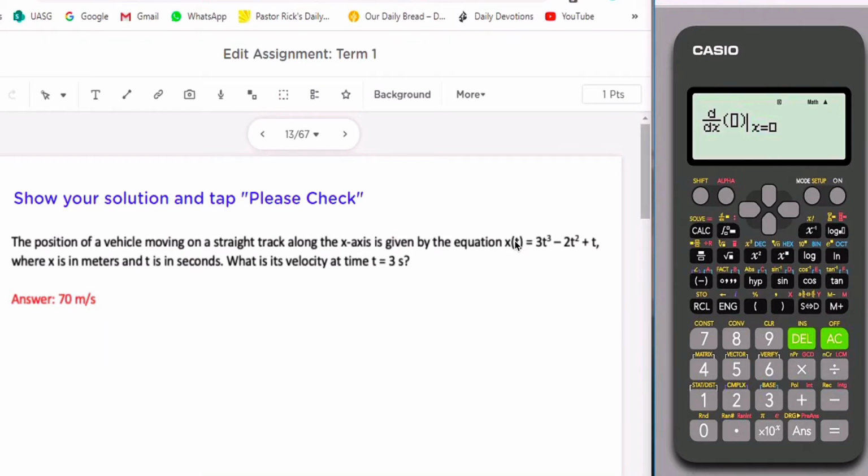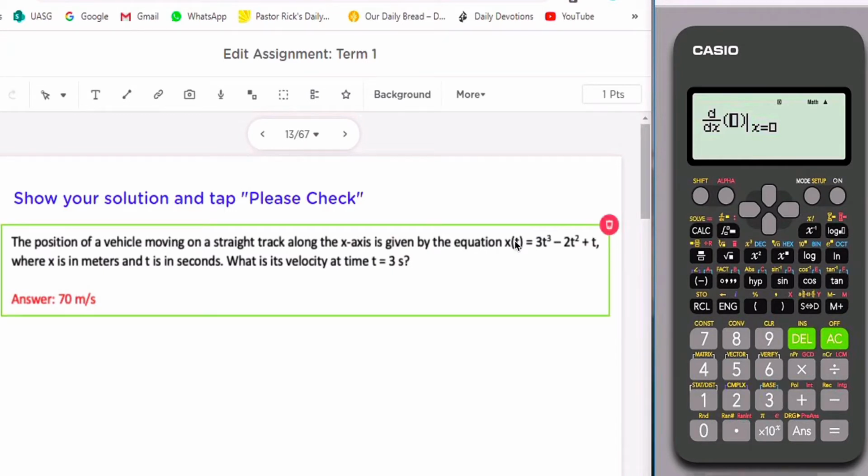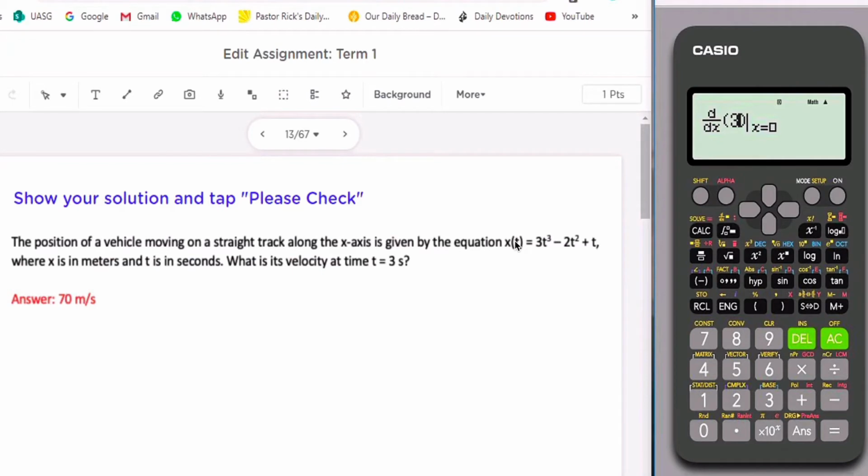Now if you also notice, the variable is time, but we could just substitute t with x, and to do that we could just press this button right here, and to access the x we have to press alpha. So for example, we have 3t cubed, so we will have 3, and then instead of t we will press alpha, then x, and then cube, which is this icon right here.